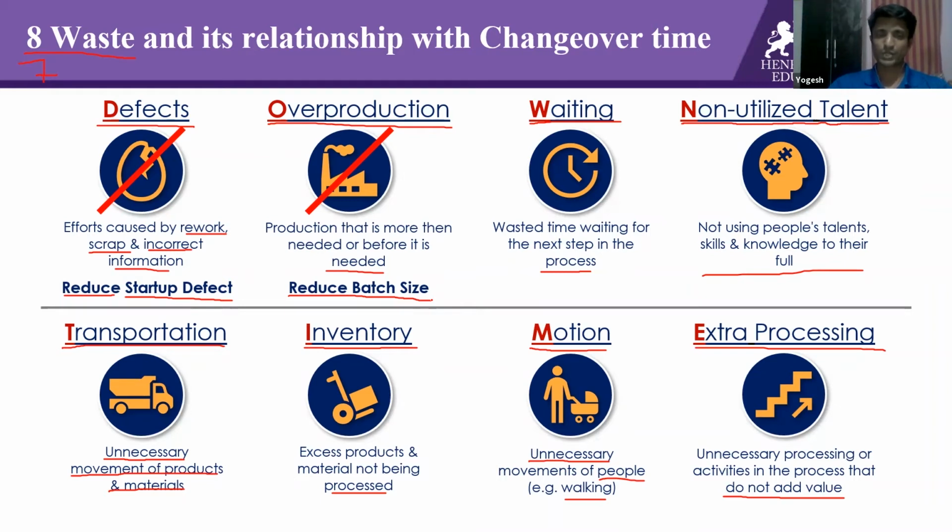If your changeover times are very short, in a few minutes, then you need not have a larger batch size. You can take the changeover anytime, produce the required material, and again switch over to the required product. That is how this can help you reduce your batch sizes, and that will reduce the overproduction, right? Because higher batch size means overproduction.